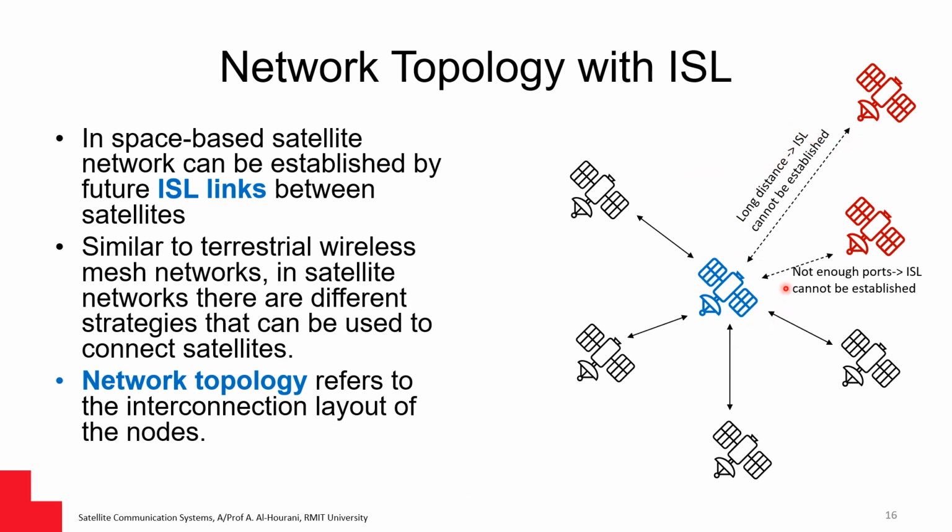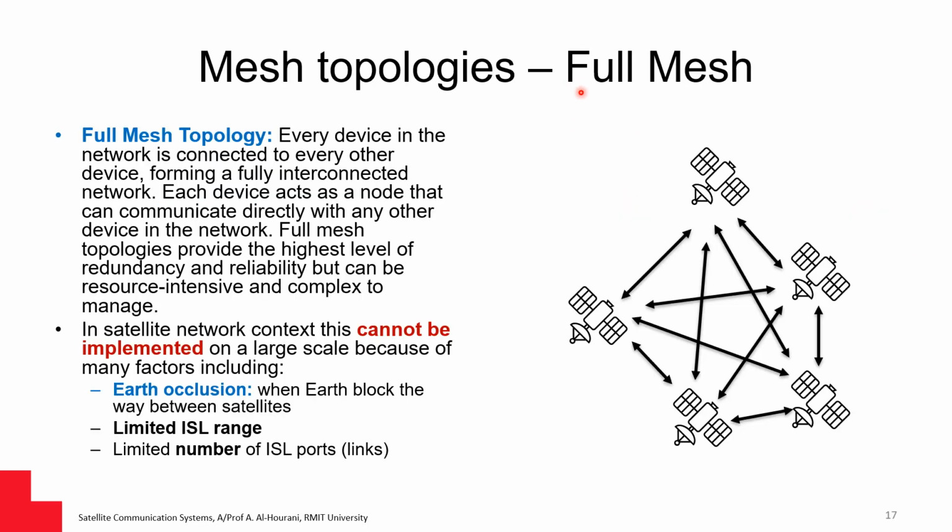So again, this doesn't have to be laser, it could be a terahertz link or millimeter wave or a microwave link between the satellites. The first topology that we want to cover is the full mesh topology, where all the nodes, in this case the satellites, are interconnected directly together. For example, if satellite, let's give it a name A, wants to talk to satellite B, it can just utilize the connection that is established between A and B. There is no need to route the traffic through other satellites. From this perspective, this is a much faster network.